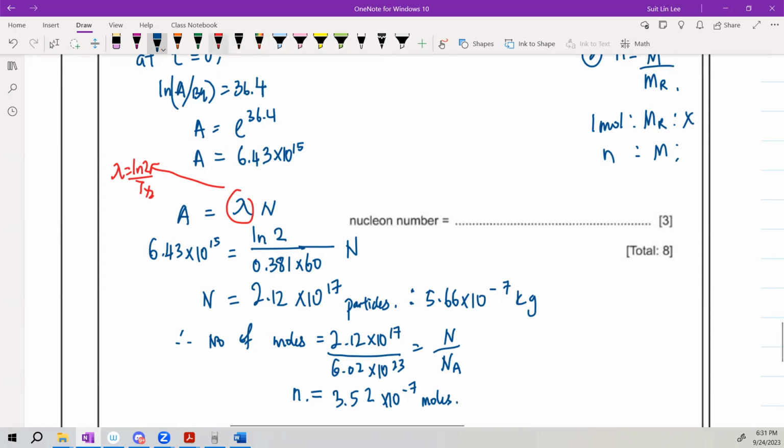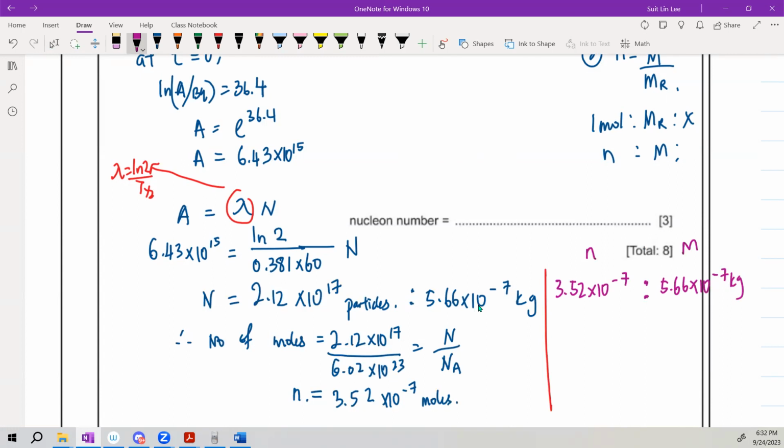So now we do ratio, right? Maybe there's an easier way. Can bring this after the fact. So 3.52 times 10 to the power -7 is 5.66 times 10 to the power of -7 kg. But I know in the land of chemistry and molar mass, this thing has to be in gram. So I'm just going to preemptively change this to gram. -7, -3, -4 gram.